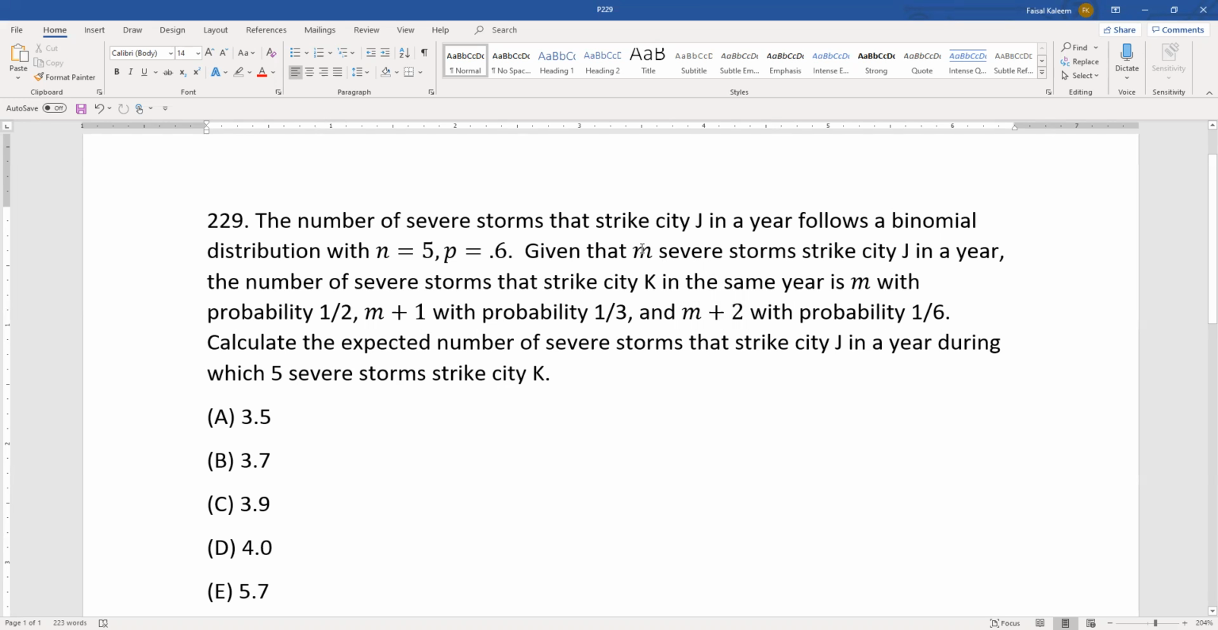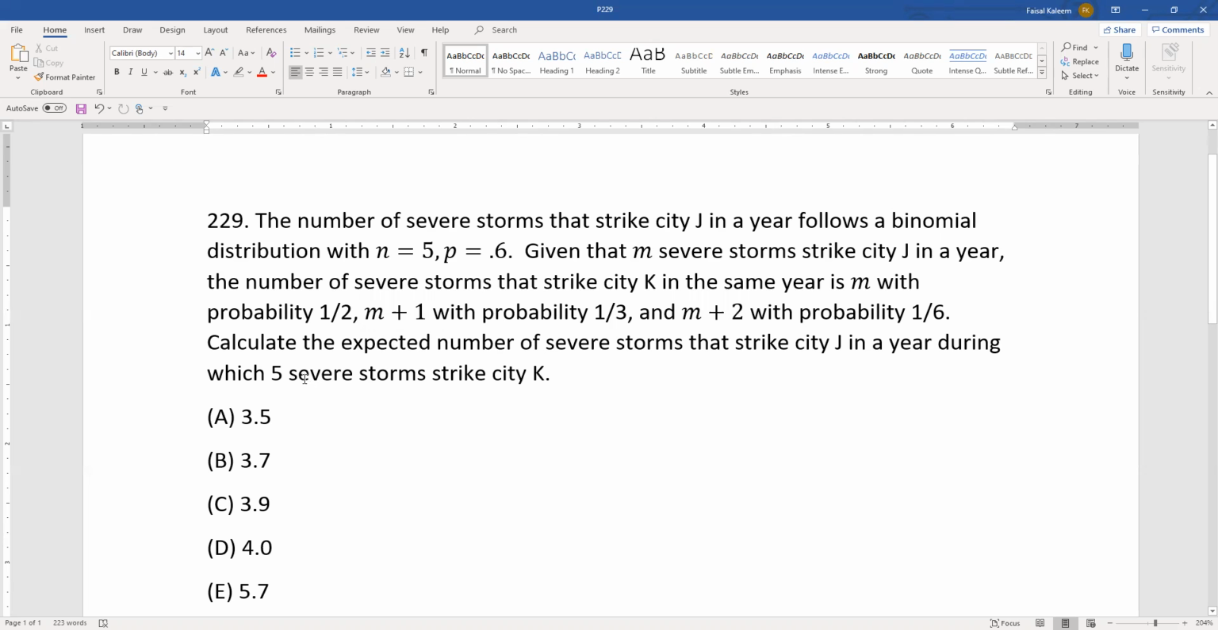This is saying that if there are m storms in city J, then there will be either m in city K or m plus 1 in city K or m plus 2 in city K. It means that the storms in city K will either be equal in number to those in J, like m and m, or there will be one more storm in city K, m plus 1 and m, or there will be two more storms in city K, m plus 2 and m.